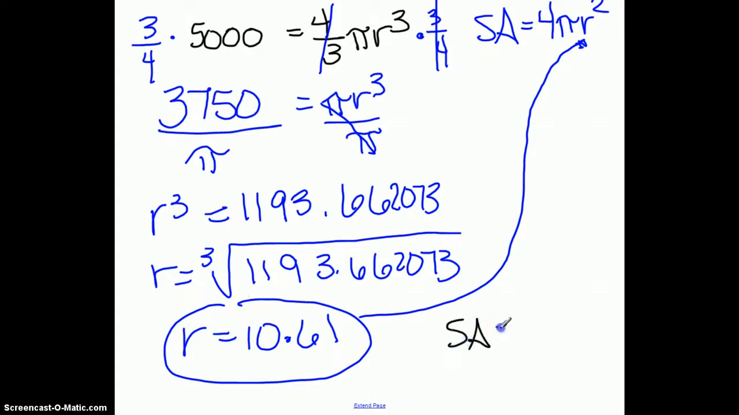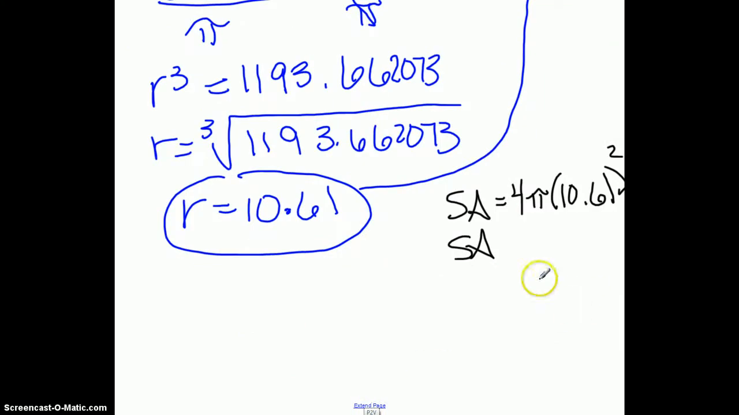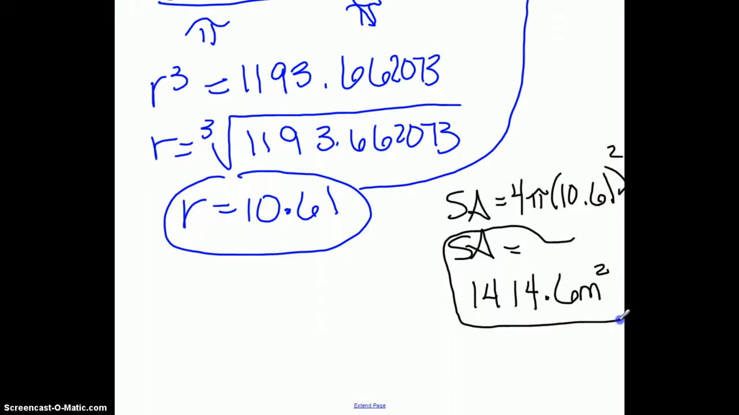So surface area equals 4 times pi times 10.61 squared. So my surface area is going to end up being 1414.6 meters squared. Now these are almost like two-step problems, so you're going to have to keep that in mind as you're solving.